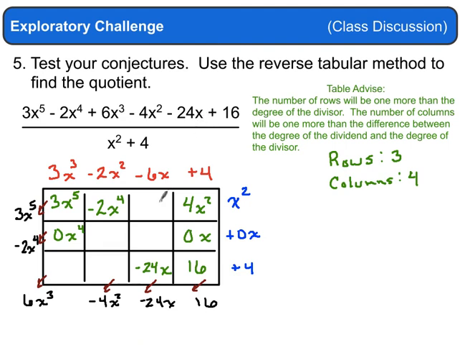I do not need to fill in the rest of these boxes. They are not necessary. You're welcome to do them. They're just multiplication at this point for filling them in. They are not a part of your final answer. So again, your final answer is 3x to the 3rd power minus 2x squared minus 6x and then plus 4.